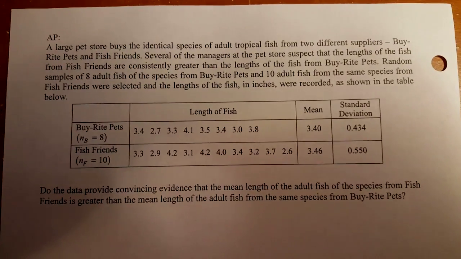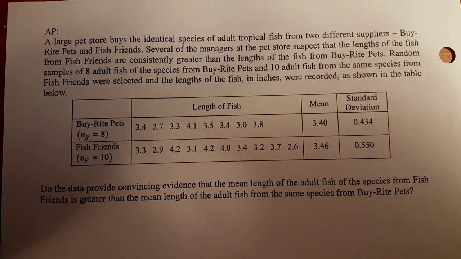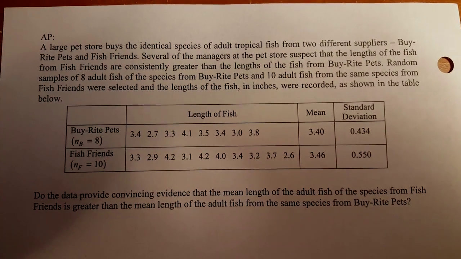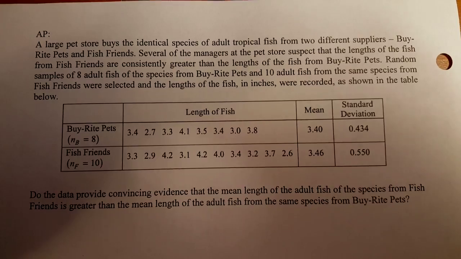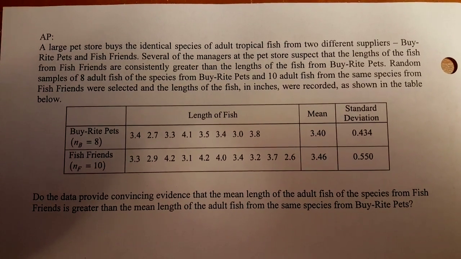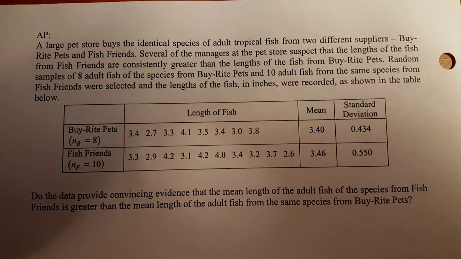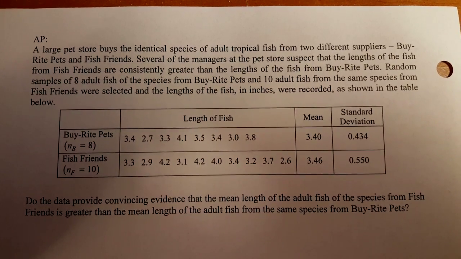The AP question. A large pet store buys the identical species of adult tropical fish from two different suppliers, Buy Right Pets and Fish Friends. Several of the managers at the pet store suspect that the lengths of the fish from Fish Friends are consistently greater than the lengths of the fish from Buy Right Pets.